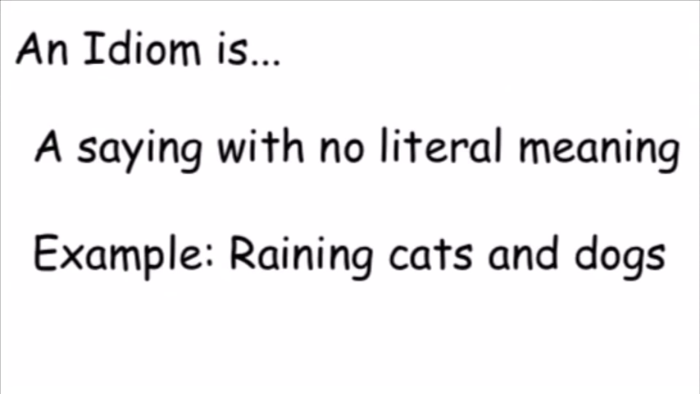Alright, so what an idiom is, it's a saying which doesn't mean what it says literally. Like raining cats and dogs. Like when it's raining hard, it doesn't literally rain cats and dogs. That's not possible. And if it did actually rain cats and dogs, you wouldn't say, "Oh my god, it's raining cats and dogs." You would say, "Holy crap, it's raining Chinese food."